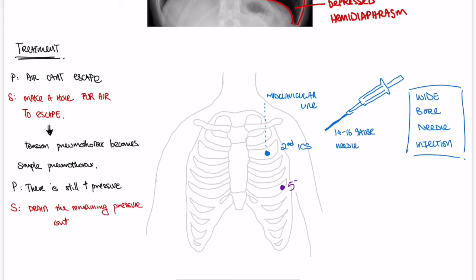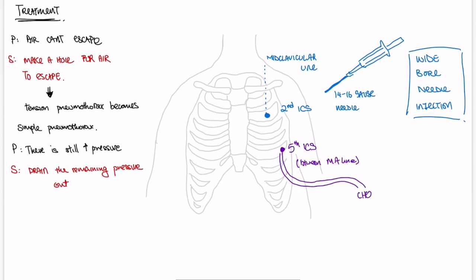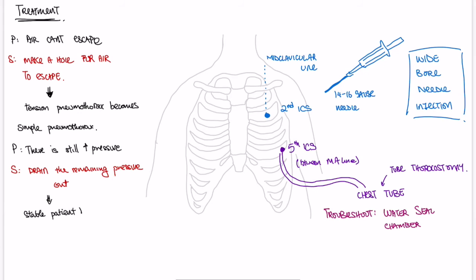So on the fifth intercostal space, right at the mid-axillary line, we insert a chest tube that acts as an underwater seal suction mechanism that sucks out the air using a water seal chamber. While this tube thoracostomy is happening, the initial wide-bore needle is still placed inside. Now we end up with a stable patient, but we still have to find out what the etiology is.